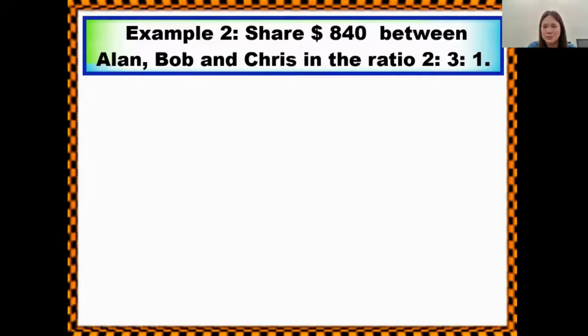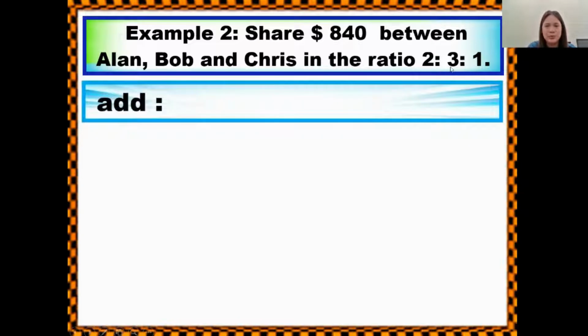So can you remember, Year 8, what is the first step? We are going to add each number in the ratio. So I can see 2, 3, and 1. So I'm going to add each of these numbers. So 2 plus 3 plus 1, I will be able to get 6 as the total, which is actually the total parts. So there will be 6 parts.